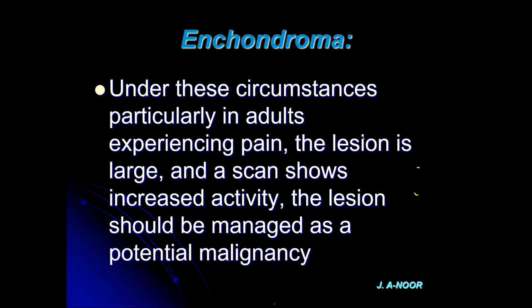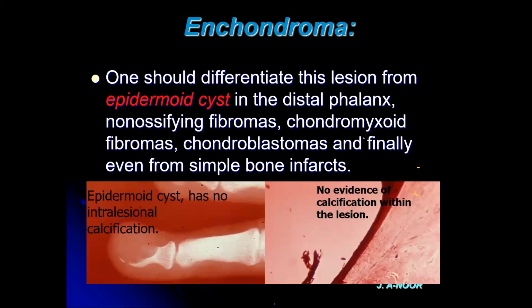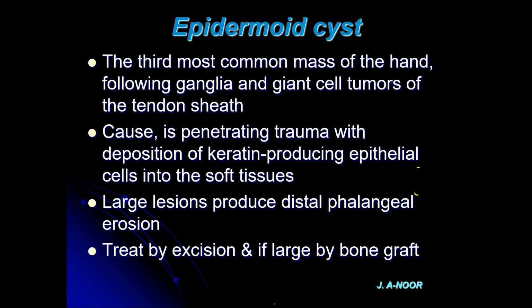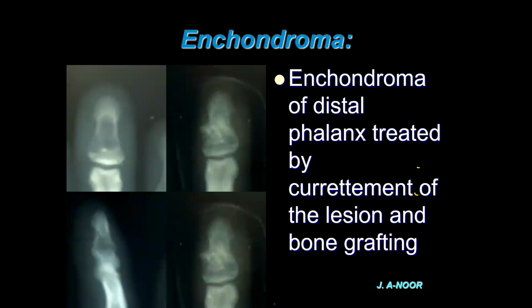One should differentiate this lesion from an epidermoid cyst in the distal phalanx, non-ossifying fibromas, chondromyxoid fibromas, chondroblastomas, and finally, even from simple bone infarcts. Epidermoid cyst, we all know that it occurs beneath the nail bed. You should let it enter the differential diagnosis, and these involve the distal phalanges, and they are treated by excision and, if necessary, bone graft.